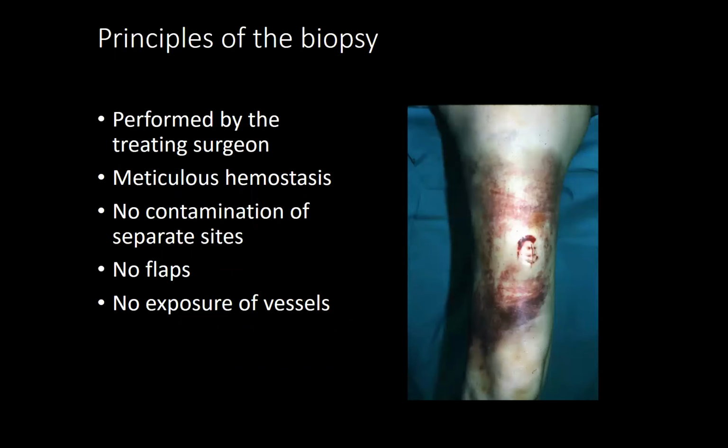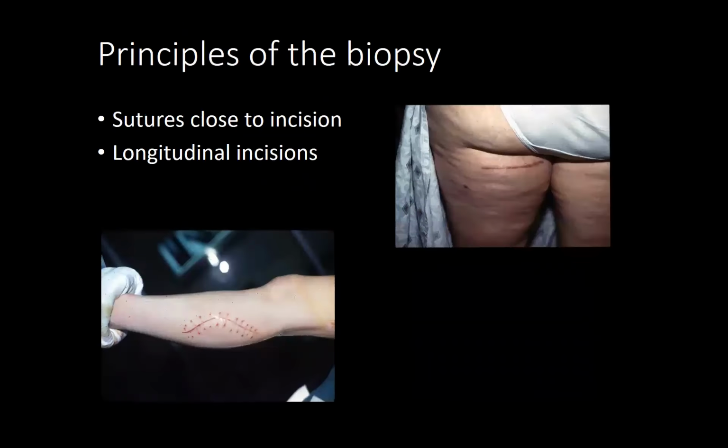Again, performed by the treating surgeon if possible, maintaining meticulous hemostasis. So this is an example of not meticulous hemostasis, right? You see all that bleeding. No contamination of separate sites. So if you're doing 2 biopsies, you want to use separate sets. You don't want to make skin flaps. You don't want to expose the vessels or the nerves. You want to make sure that you don't have transverse incisions, because when you go to re-excise that, now you've got to do a really large excision to get that out.